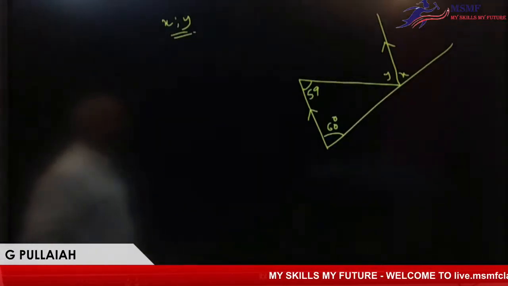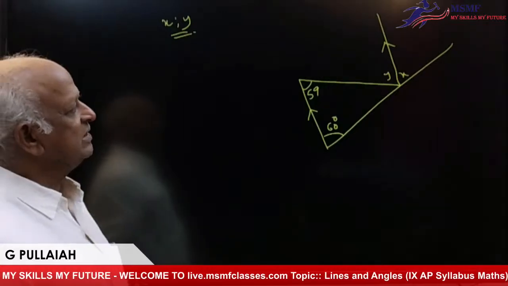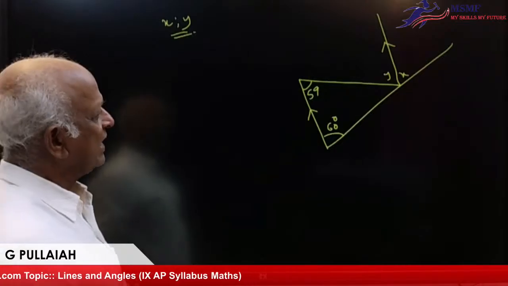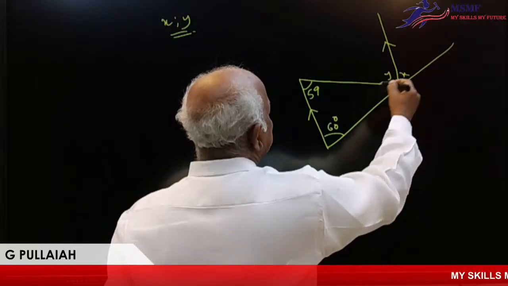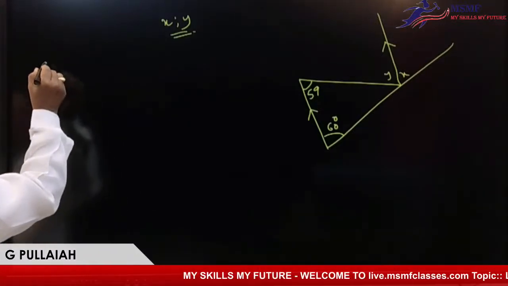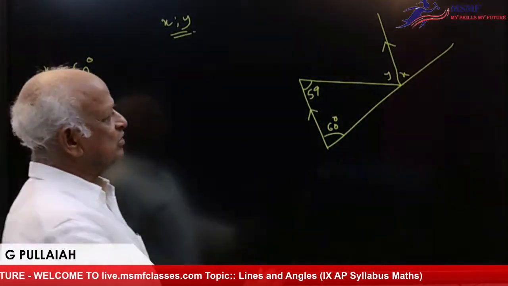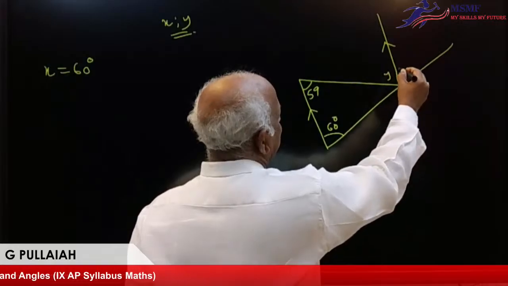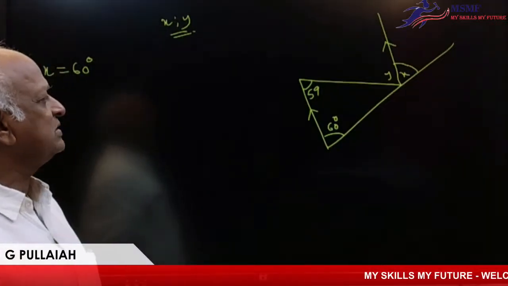This is 59 degrees, and this is 60 degrees. Clear? So think about angle x. If these two lines are parallel, angle x is the corresponding angle to the 60 degrees here. So I can say x is equal to 60 degrees, because this is the total angle and these two are the corresponding angles. So here x is equal to 60 degrees.